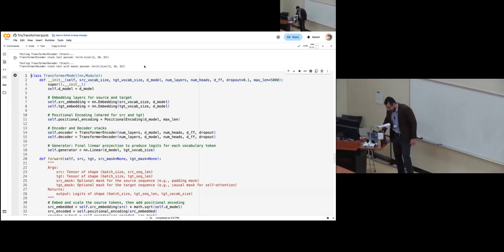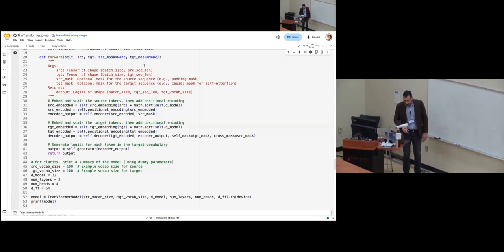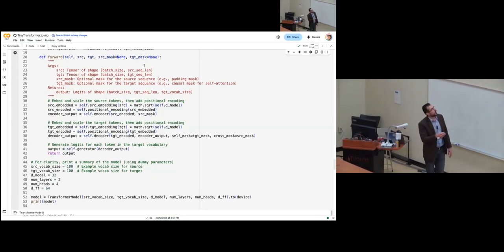Okay. And in your forward, of course, you embed your input, you multiply it by the square root of d, again, for simple normalization. You send it through the encoder, you get your encoded output. You do the positional encoding, you send it through your encoder, get your encoder output.